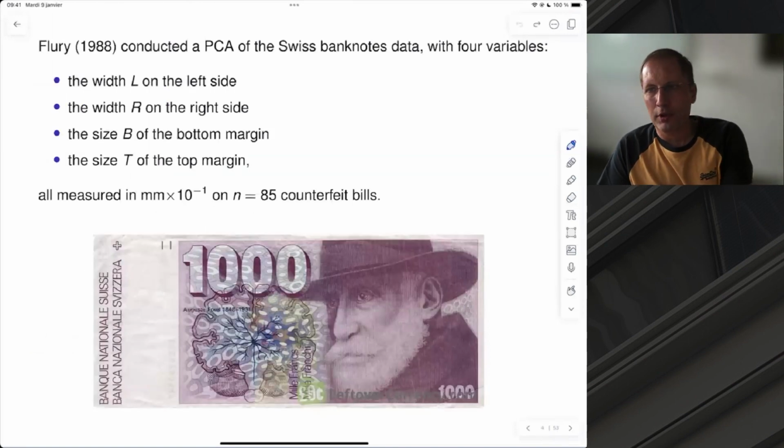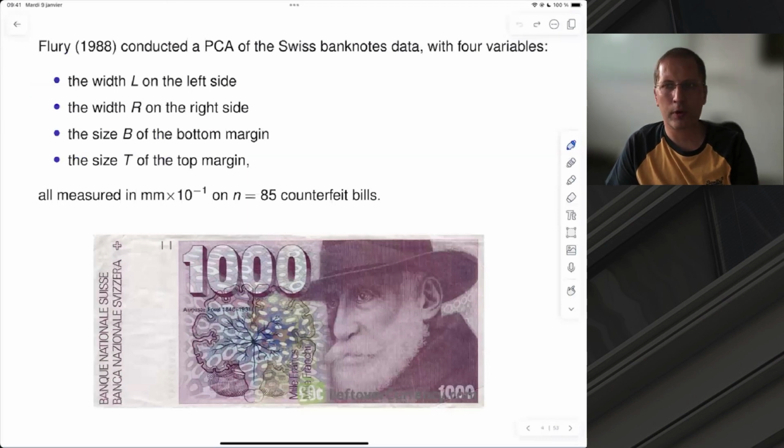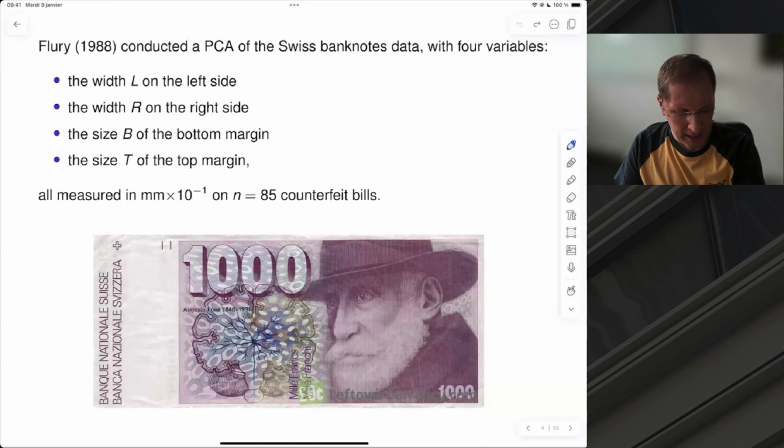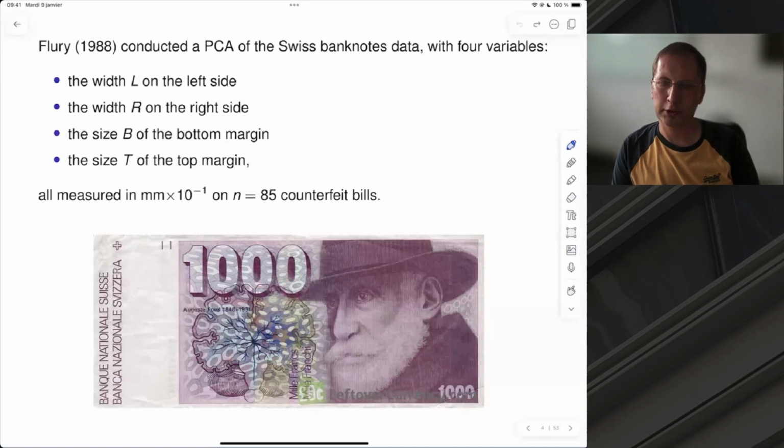So I start with the following toy real data example that was covered by a book by Flury in the late 80s. This is a low-dimensional data example. You have 4 dimensions, and you see there the 4 variables that we consider. These are all associated with Swiss banknotes. The 4 variables are L, R, B, T: the width on the left and right-hand side of the banknotes, and the size of the bottom and top margins with respect to the picture that is plotted on those banknotes.